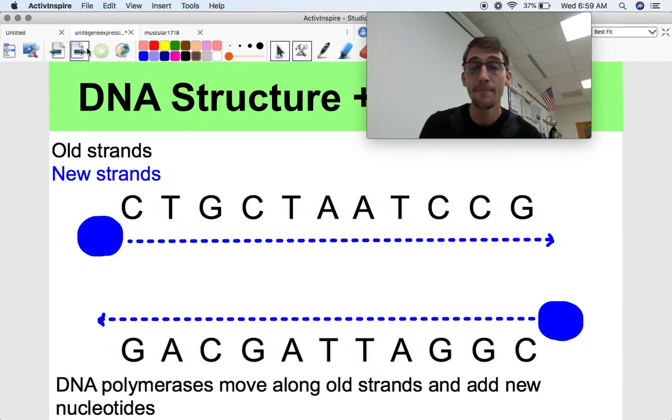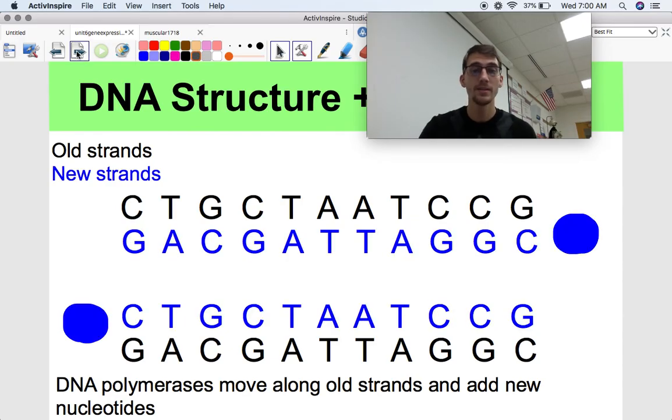Okay, and then DNA polymerases, those enzymes, are going to move kind of like trains along a train track along the old strand to add new nucleotides to it, and they're going to follow the rules here. So a G is going to go there, C is going to go there, C is going to go there, T is going to go there, A is going to go there. They're going to follow the rules and follow the template strand to make those brand new strands. And that's how DNA copies itself.